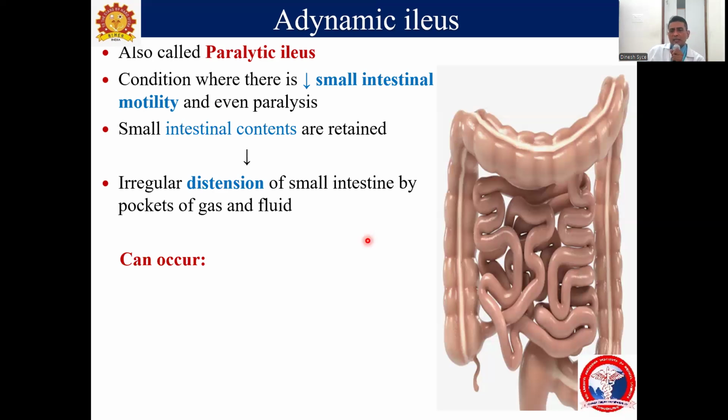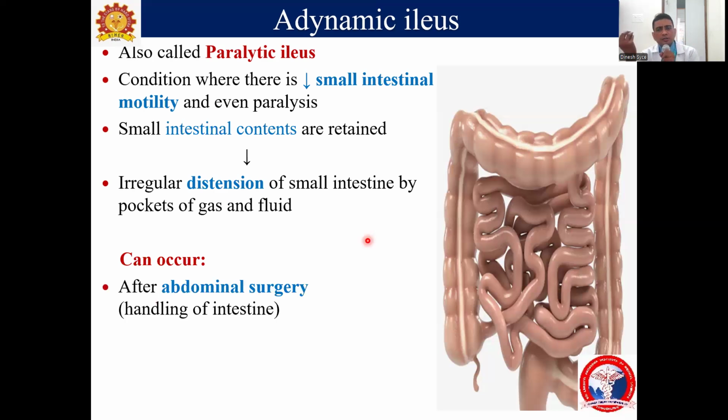So this is called adynamic or paralytic ileus, where there's decreased, sluggish movement of the small intestine. Because of this, the small intestinal contents are retained in the lumen of the small intestine, causing distension of the small intestine. So when can this occur? When can you come across this condition in your clinical practice? It happens very commonly after abdominal surgery.